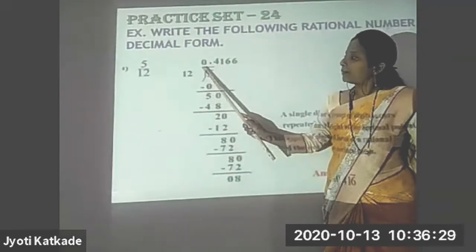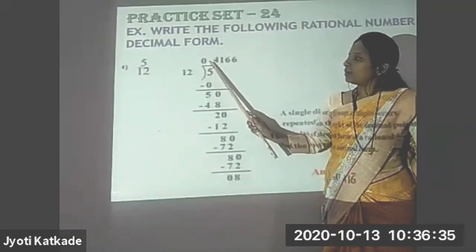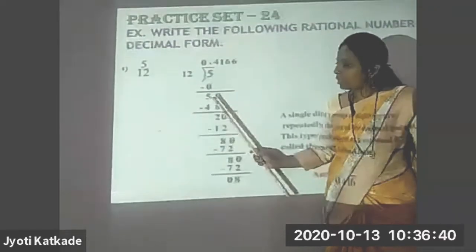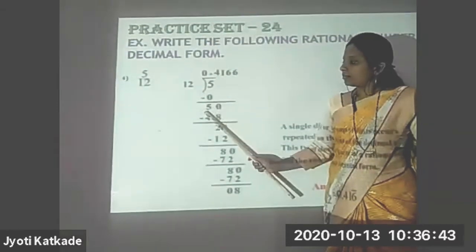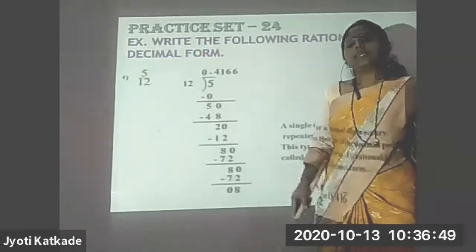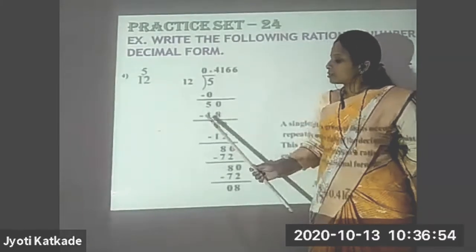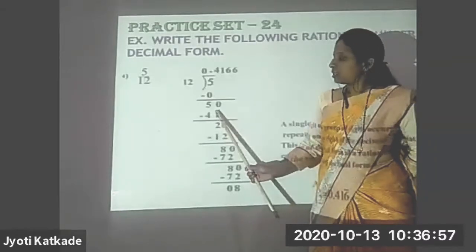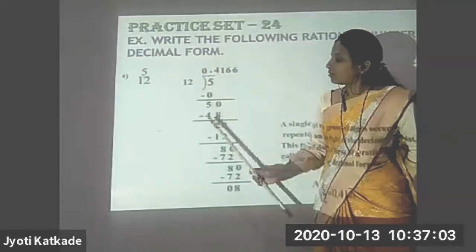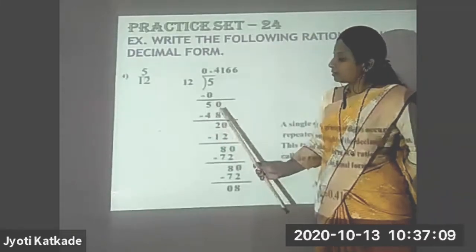Now after this 0, there is a decimal point. When we put the decimal point, we can take 0 on the 5. Now our value is 50. Now divide this 50 by 12. But is 50 in the table of 12? No. So find the smallest value which is nearest to 50. So 12 fours are 48. Minus 48 from 50, we get 2.